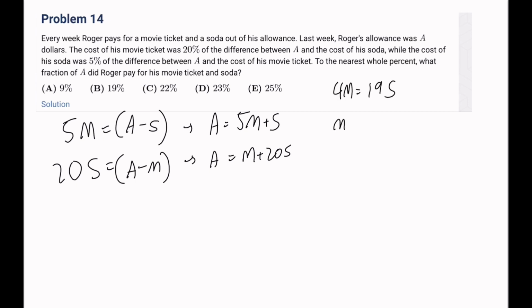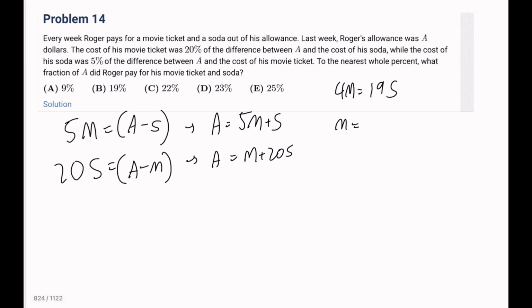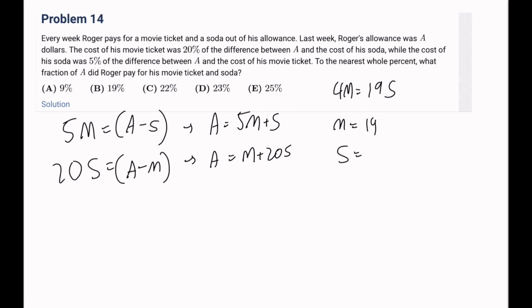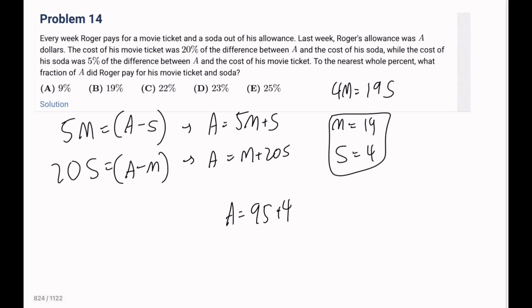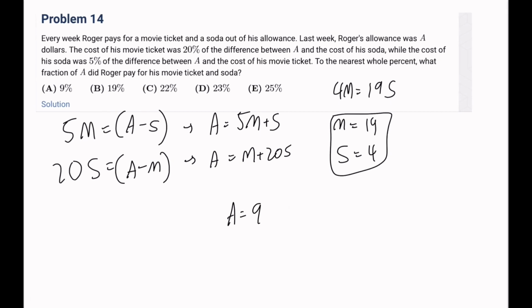And so it would make sense if m were to be 19 and s were to be 4, right? And so if we plug m is 19 and s is 4 into this equation, then that gives us a equals 5 times m, which is 19, so that is 95 plus s, which is 4, and so a equals 99, right? So a equals 99.